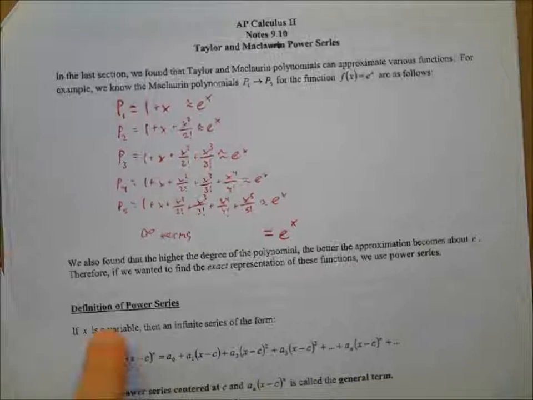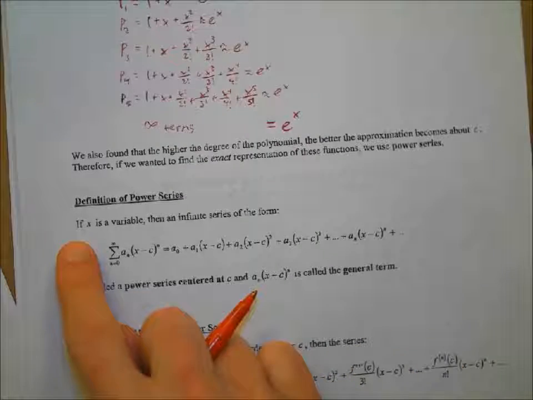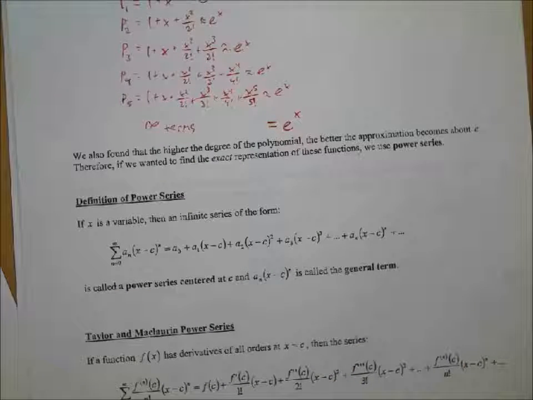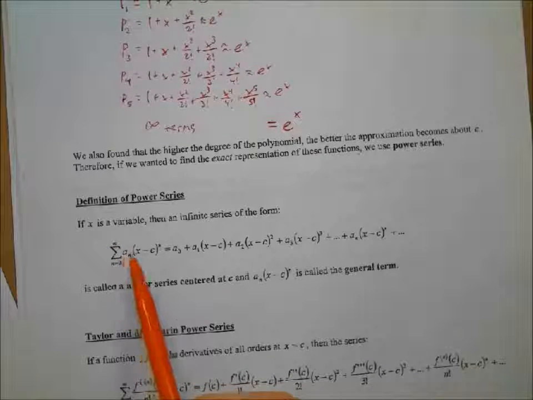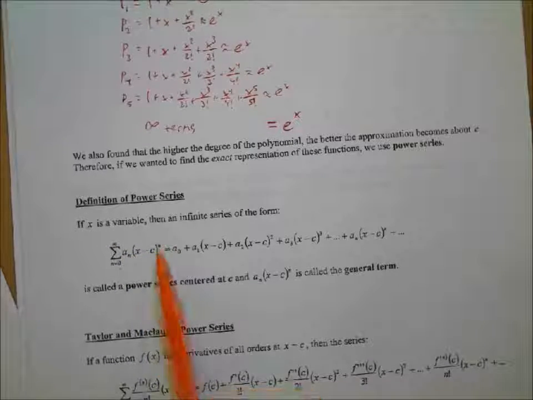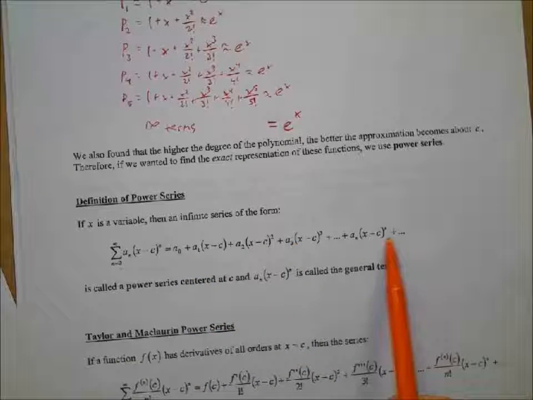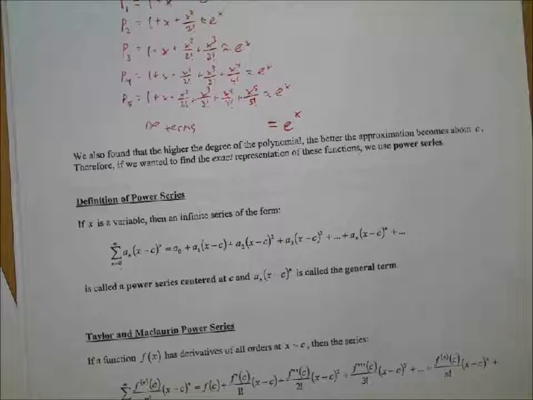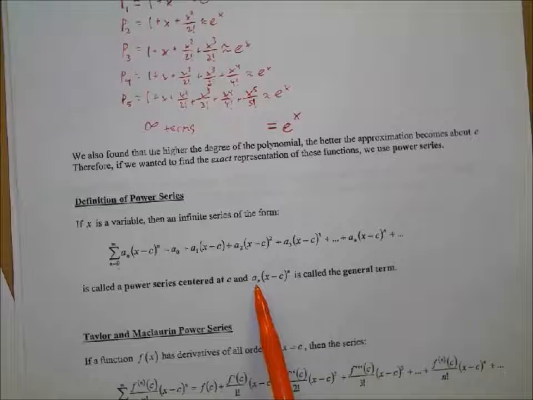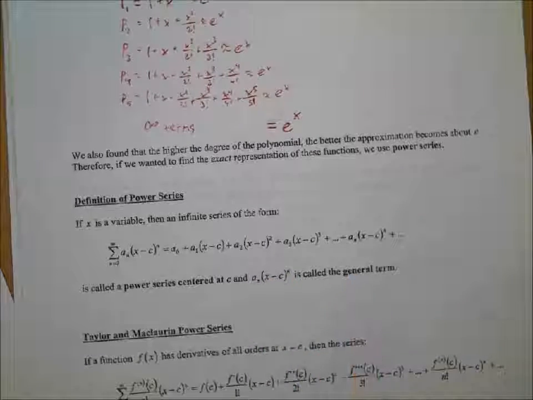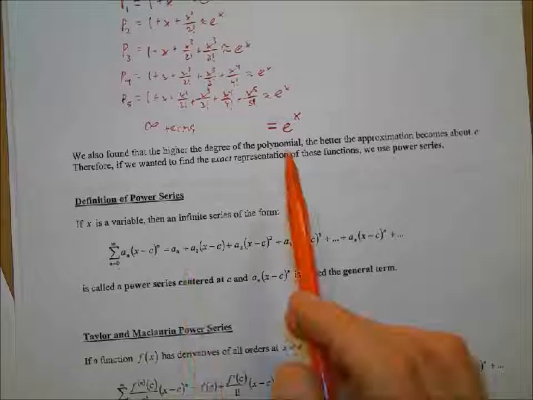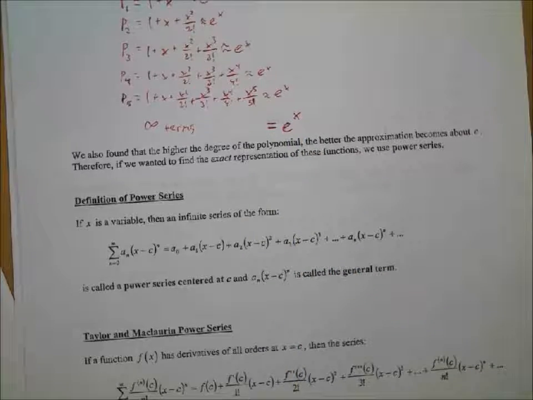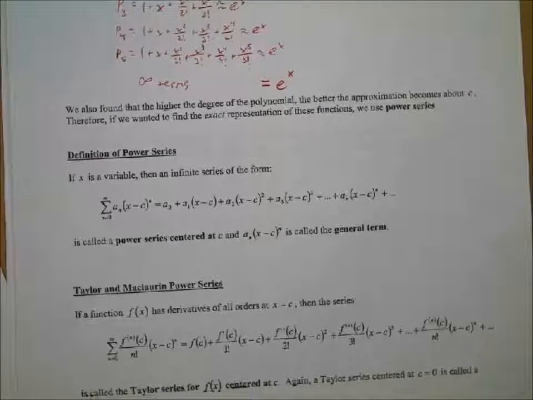So this is the definition of a power series. If x is a variable, then an infinite series of the form sum from n equals 0 to infinity of a sub n times x minus c to the n is called a power series centered at c. And the term a sub n x minus c to the n is called the general term. So basically, the series that results in e to the x here is called a power series.